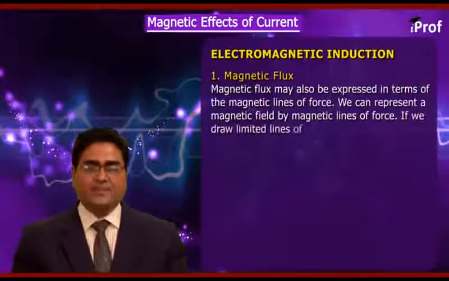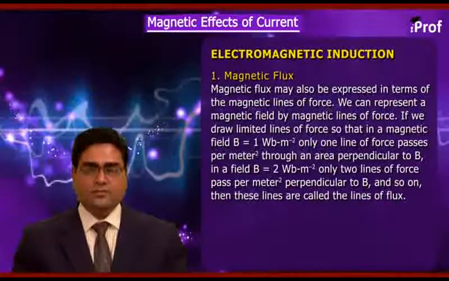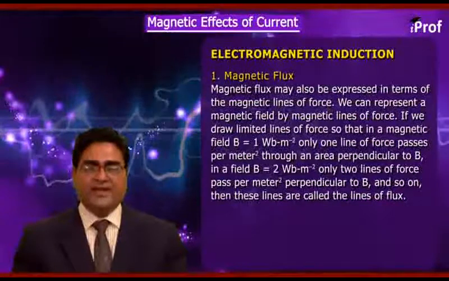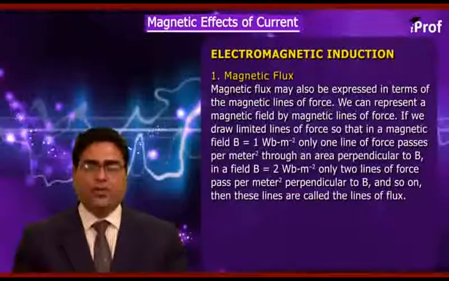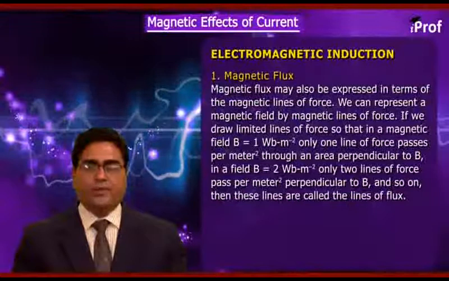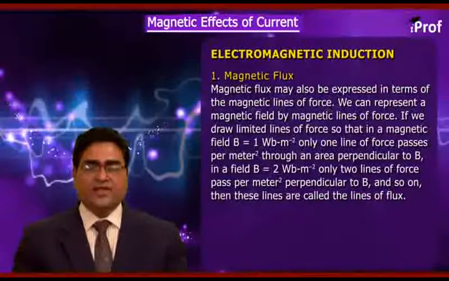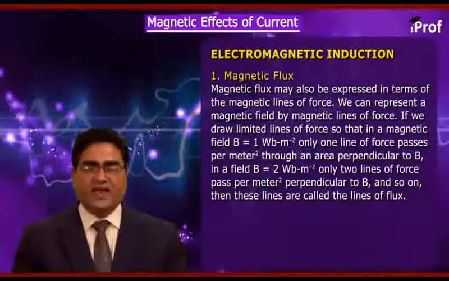Magnetic flux may also be expressed in terms of the magnetic lines of force. One can represent a magnetic field by magnetic lines of force. If we draw limited lines of force so that in a magnetic field B equal to 1 Weber upon meter square, only one line of force passes per meter square through an area perpendicular to B. In a field B equal to 2 Weber upon meter square, only two lines of force pass per meter square perpendicular to B, and so on. Then these lines are called the lines of flux.